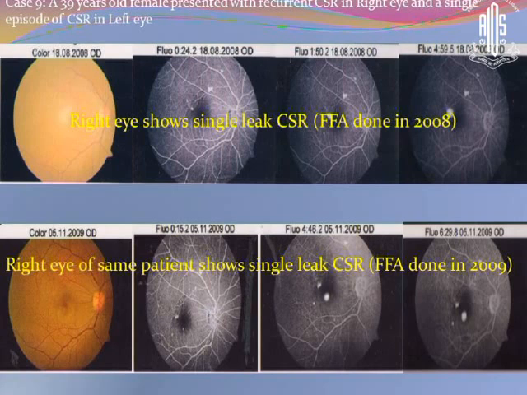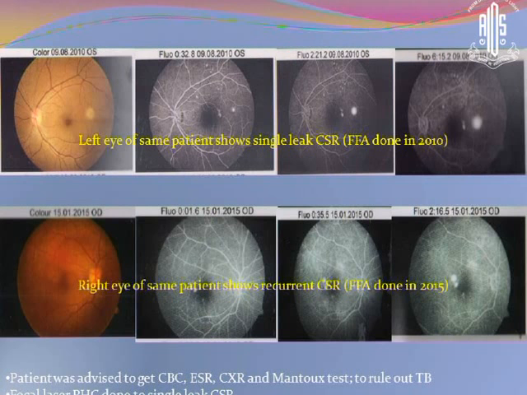There was a single leak CSR in 2008 in the right eye. Then she had the same eye involved again in 2009. Then in 2010, she had a CSR in the left eye. Now again she has presented in the right eye with a CSR, and the FFA shows a leakage here. We advised her to undergo tests to rule out tuberculosis, which came out to be normal, and laser photocoagulation has been done to the single leak of CSR this time.